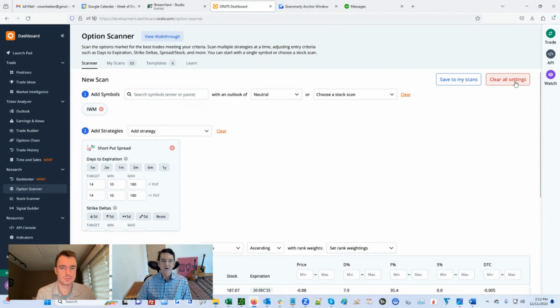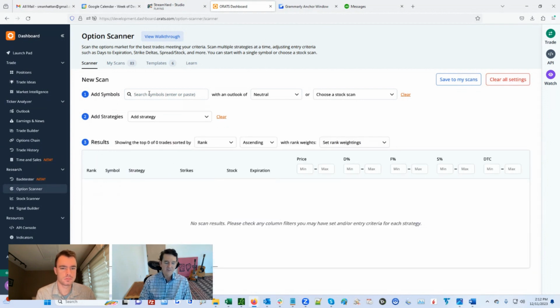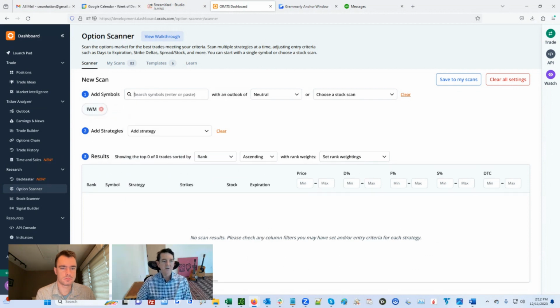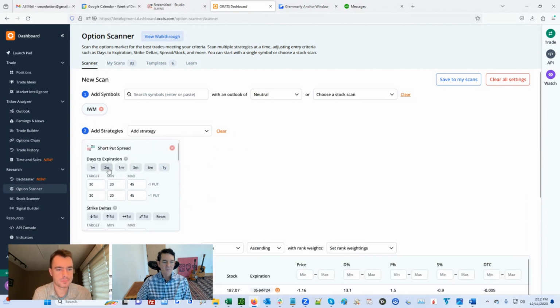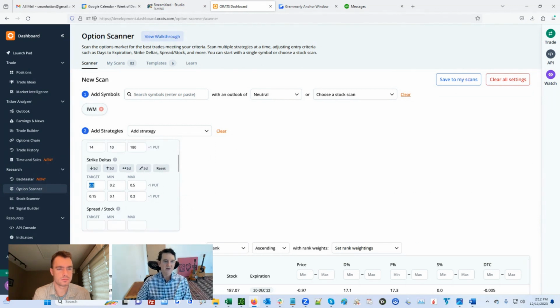I'll clear out all my settings. I'll add IWM here into the symbols. And then for the strategies, I'm going to find a short put spread, which is there. I'm going to go down to 2 weeks to get the 10, and I'm going to widen the days so I'll just open it up for anything.